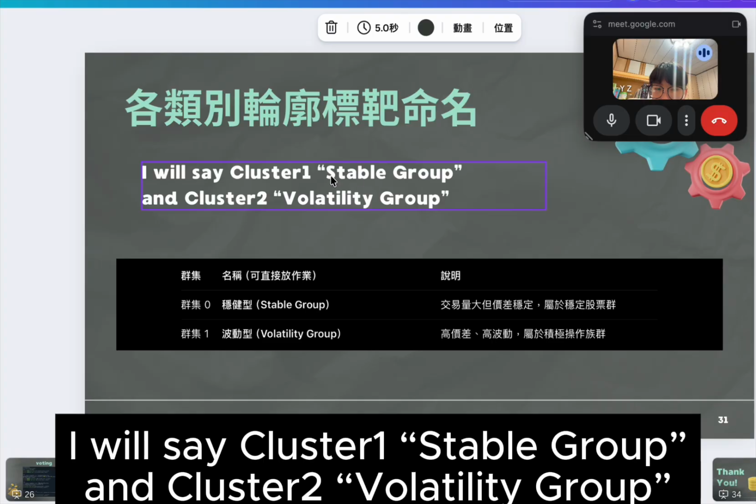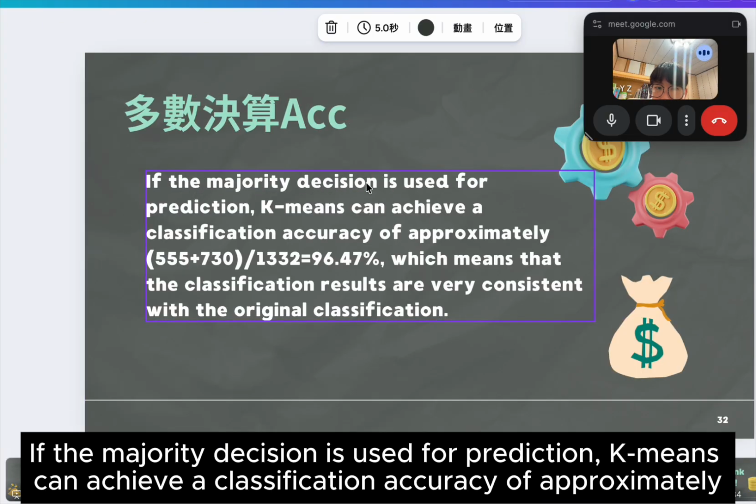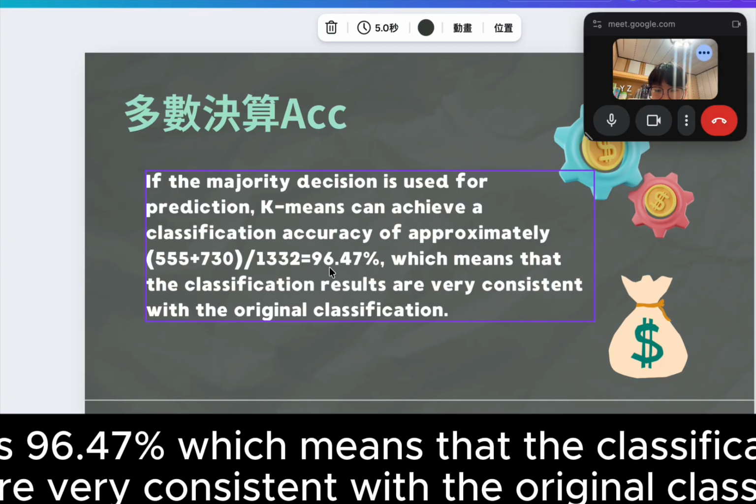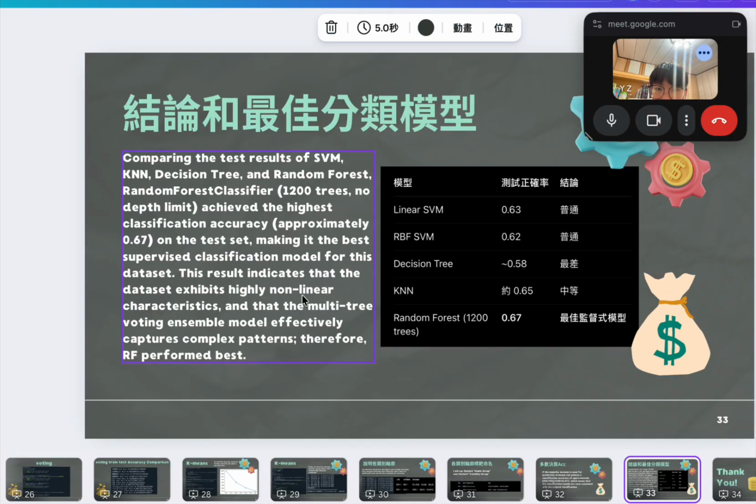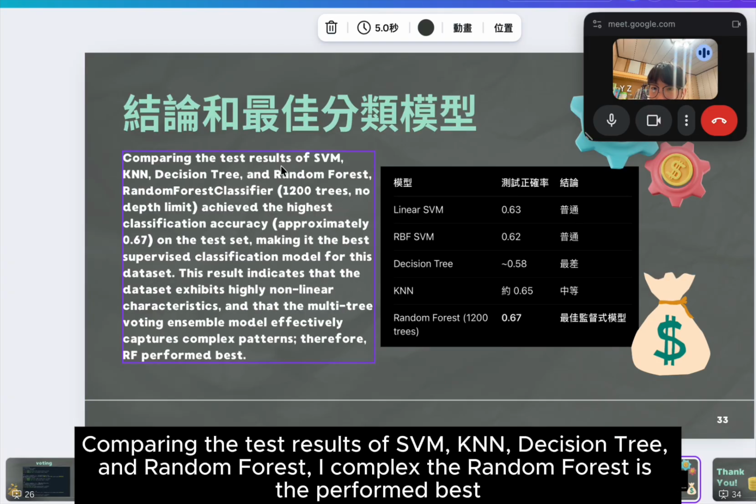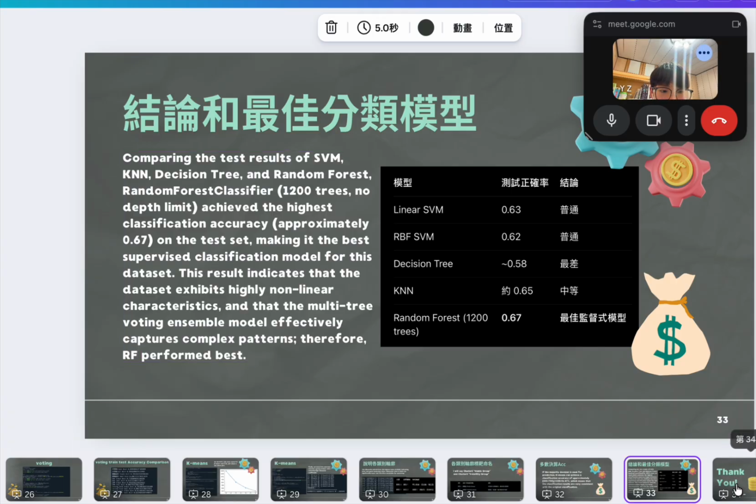If a major default is used for programming, it can allow for configuration. The result is 66.46%, which means that the clustering results are very consistent with the original configuration. Compare the test results of SVM, KNN, decision tree, and random forest. I conclude random forest is the best in accuracy. And thank you.